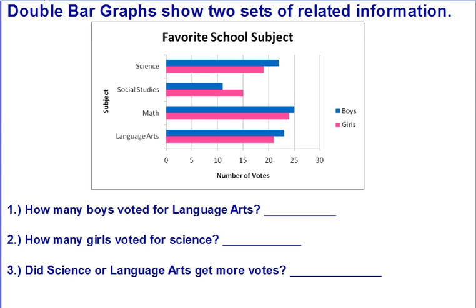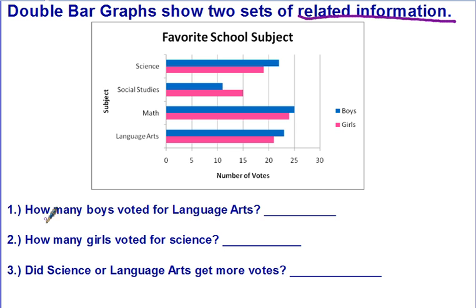You could have a double bar graph if you have 2 sets of related information. For example, girls and boys voted on their favorite school subject. We have a title here, we have subject, and we have number of votes here. Notice that the bars are going sideways on this. It's okay. Bar graphs can be going sideways or up and down. In this case, the pink are the girls and the blue are the boys.